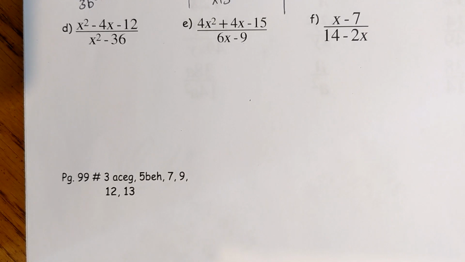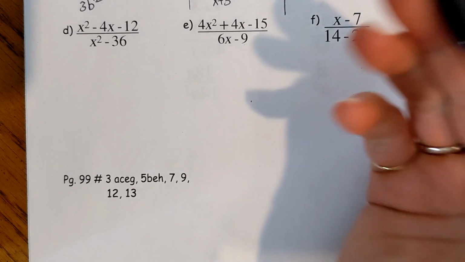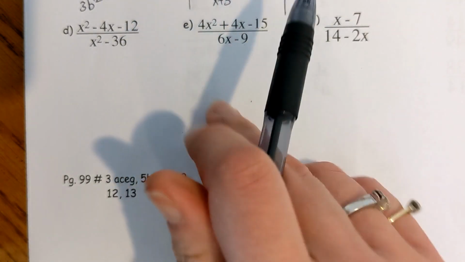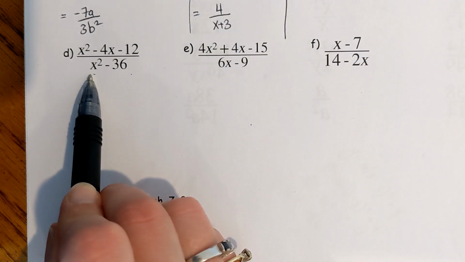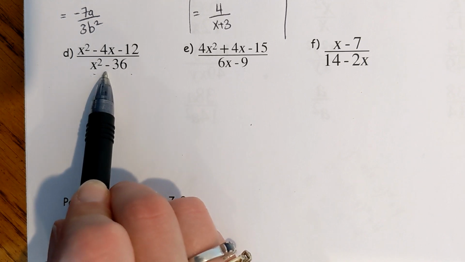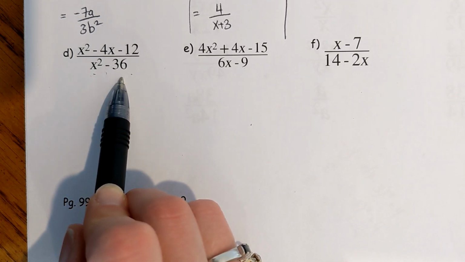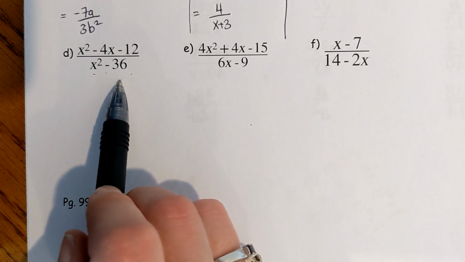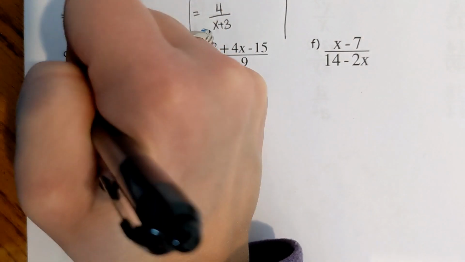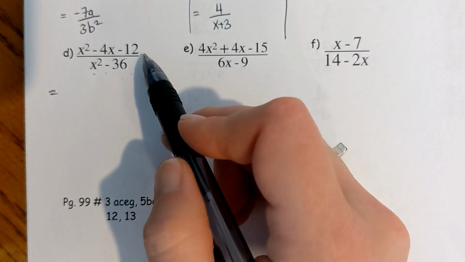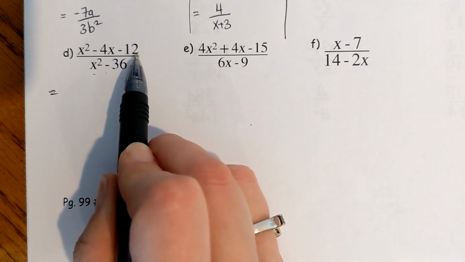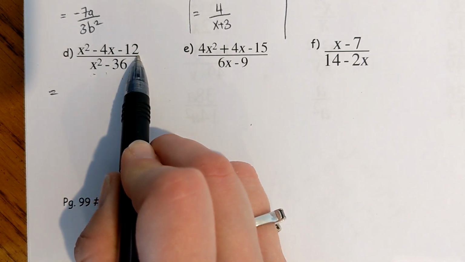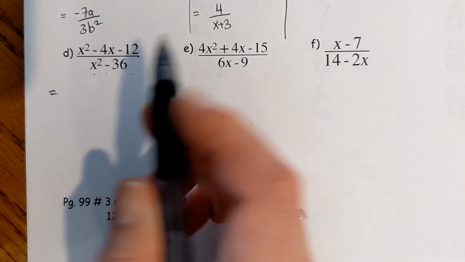All right. Up next, I've got a trinomial on the top. And I've got an x squared term, a subtract term, and a perfect square on the bottom. So I've got a difference of squares on the bottom. So let's do the top first. I've got a trinomial. I don't have any common factors, so I'm looking for two numbers that multiply to negative 12 and combine to negative 4.